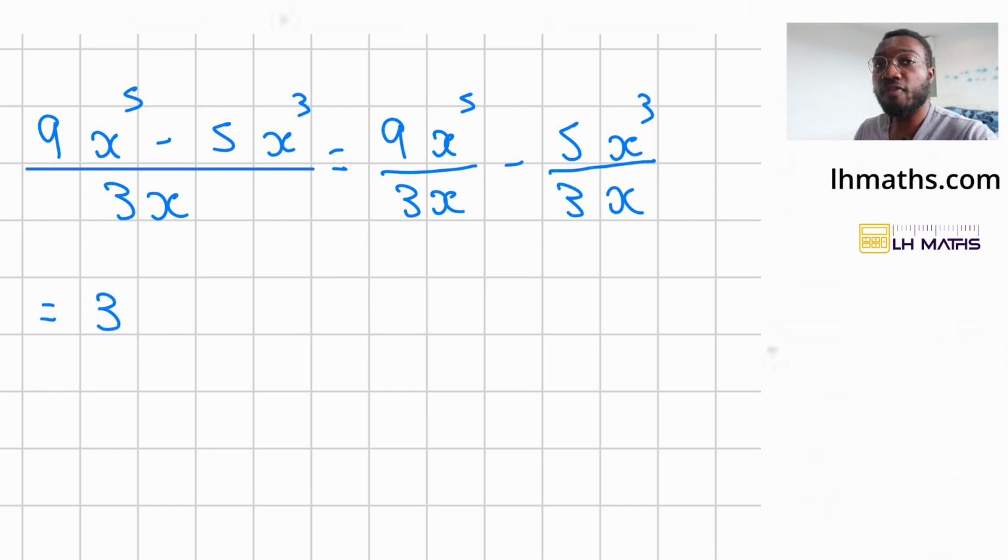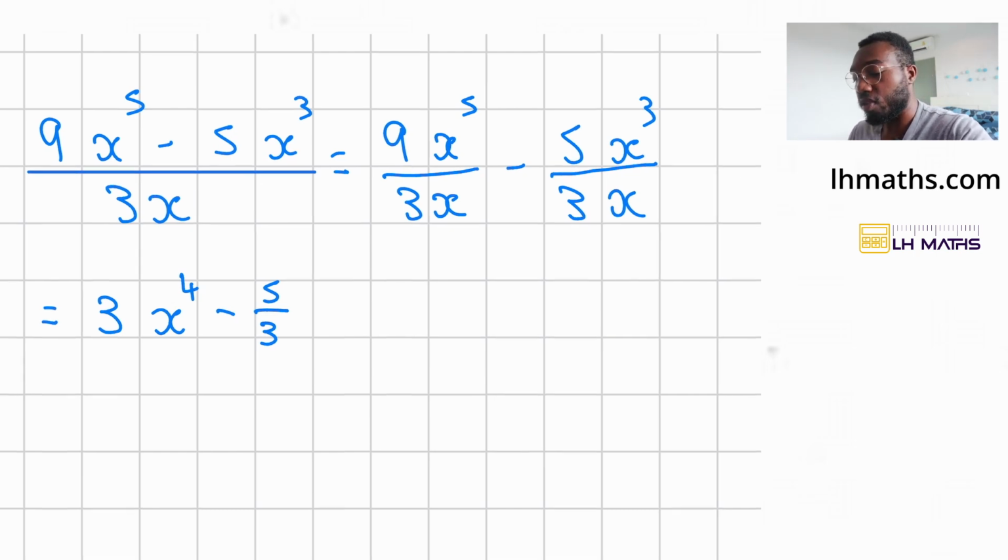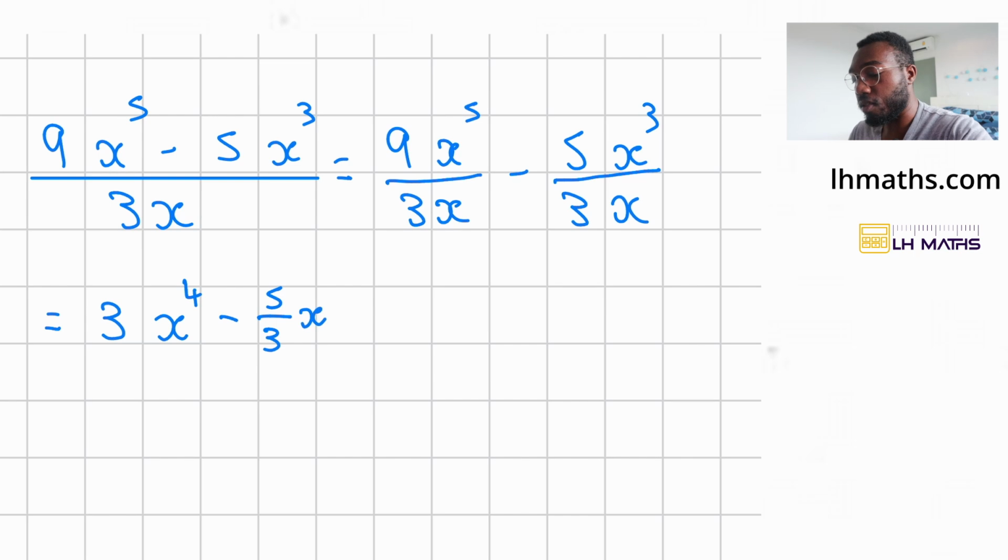We get an x to the power of 5 divided by x, which is going to be x to the power of 4. And now we have a minus 5 divided by 3. We can't do anything with that, so we're just going to leave that as a fraction. So it'll stay as a minus 5 over 3. And then we have an x to the power of 3 divided by x, which will be x squared, okay? And then that will be that question. It will be 3x to the power of 4 minus 5 over 3 x squared, okay?